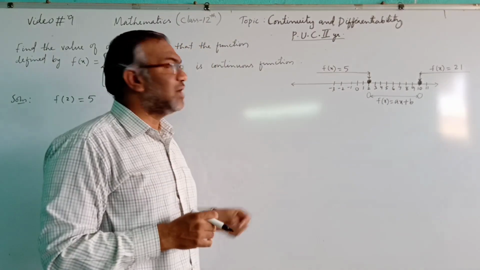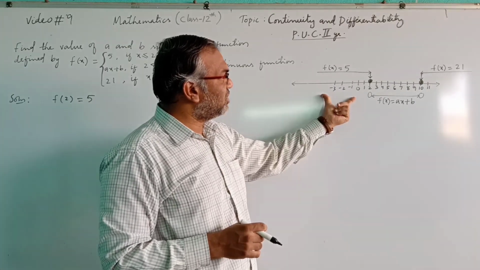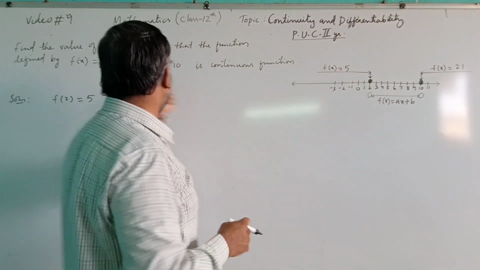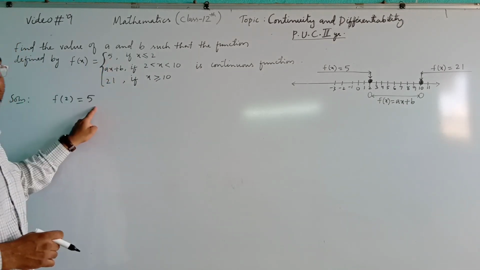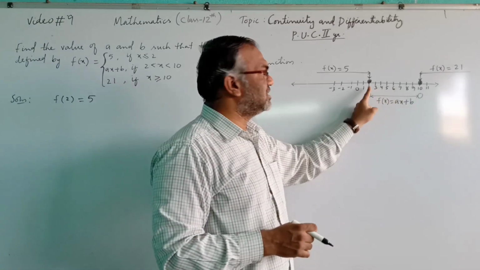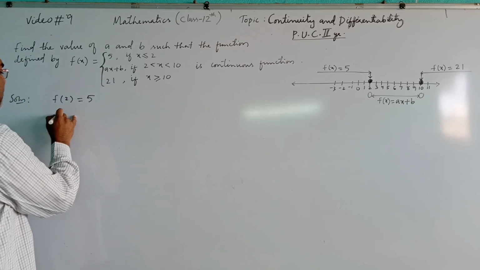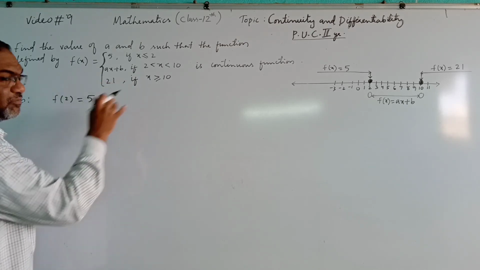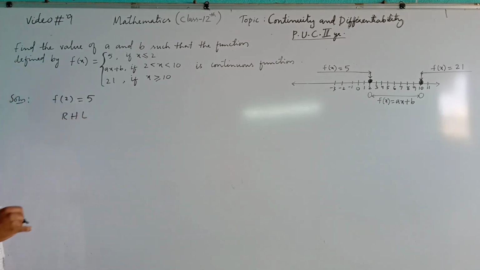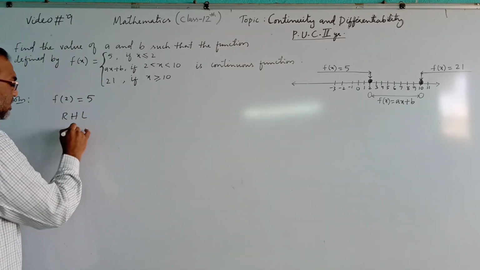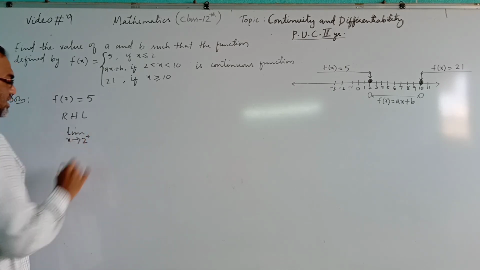Now you may think, why are we finding the right hand limit, why not the left hand limit? Because on the left the function is clearly equal to 5. At 2 and left of 2 the function is equal to 5. So we will find the right hand limit at x is equal to 2. So we are finding the limit as x approaches 2 from the right.